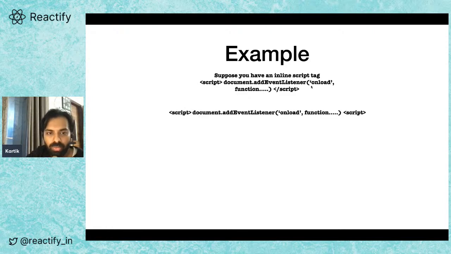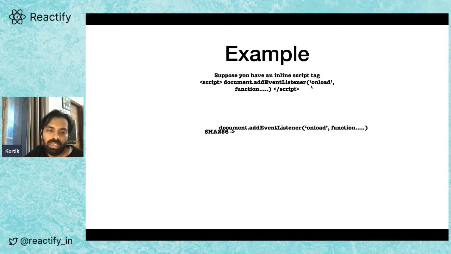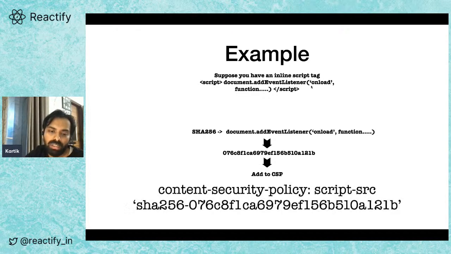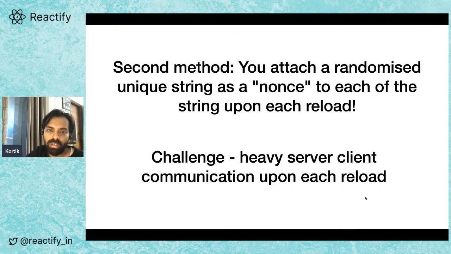First you take this and extract the script, getting rid of the script tag part. You calculate a SHA-256 of it. You get the SHA, you add it to your CSP headers, and append it to your content security policy, and that's how you go about it. And the browser is going to take care of it.